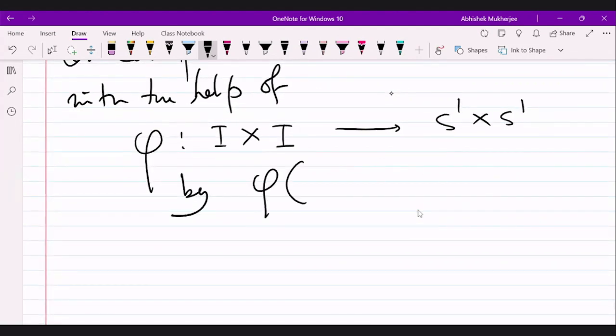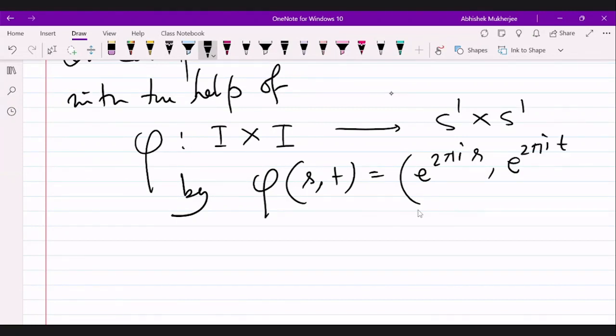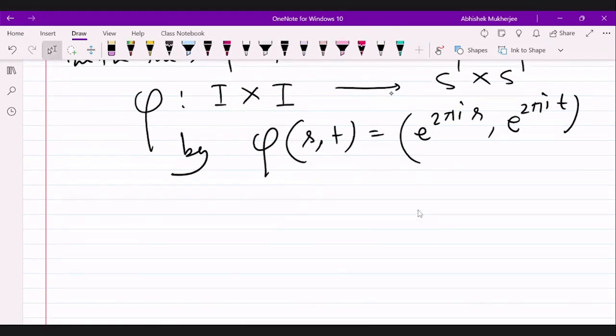Defined by phi of s comma t, it is nothing but, this is 2 pi, we got 2 pi i t. Okay, great. And you will see that on that, if you want to apply that drawing, so on those points phi will coincide.